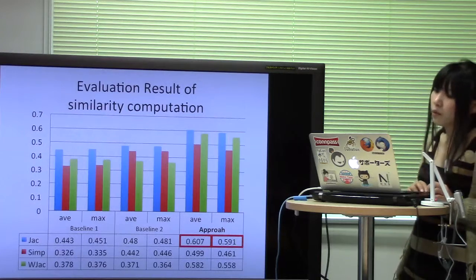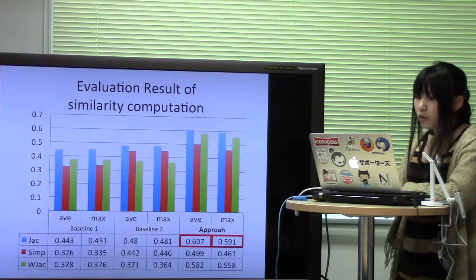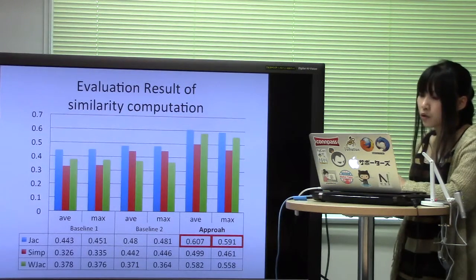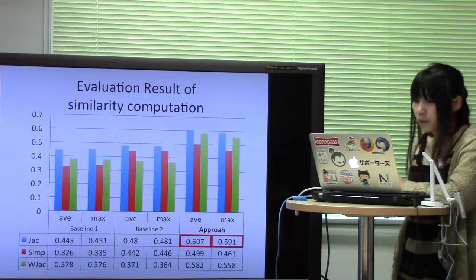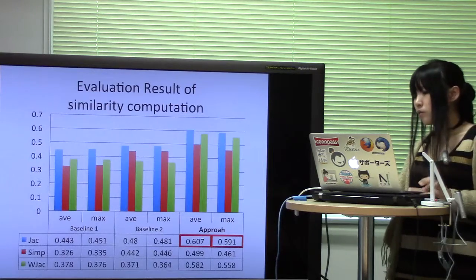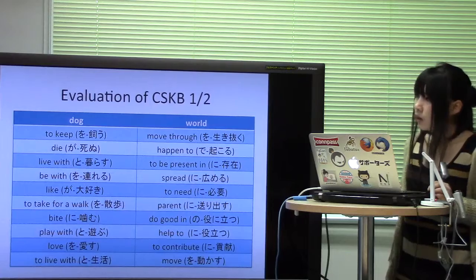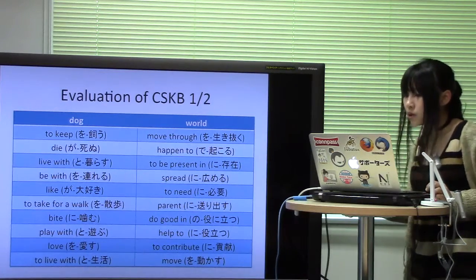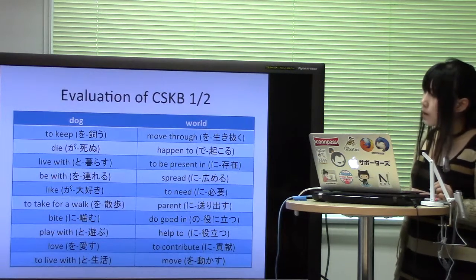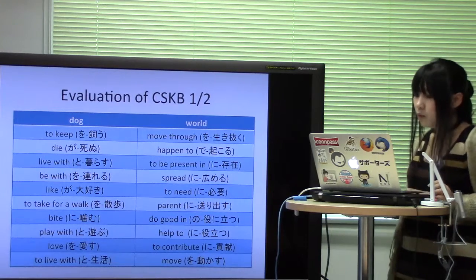The graph shows the evaluation result of similarity computation. Our approach received the highest rating for accuracy and the best score on the basis of the Jaccard similarity. Therefore, our approach is independent of similarity functions. The table shows an example of assigned common sense knowledge added to concepts. Our approach was able to assign appropriate common sense knowledge, such as the dog is kept and we move through the world.